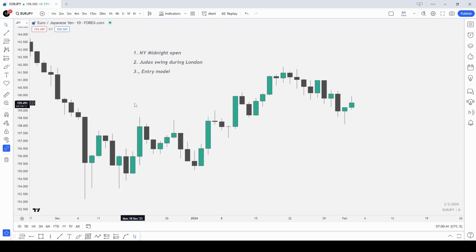So the thought behind this is New York midnight open acts as like a benchmark for overbought or oversold, which you might familiarize with indicators, but this is our version of an indicator almost. So if we are below New York midnight open, by technicality we can call that oversold, and if we are above New York midnight open, by technicality we can call that overbought.